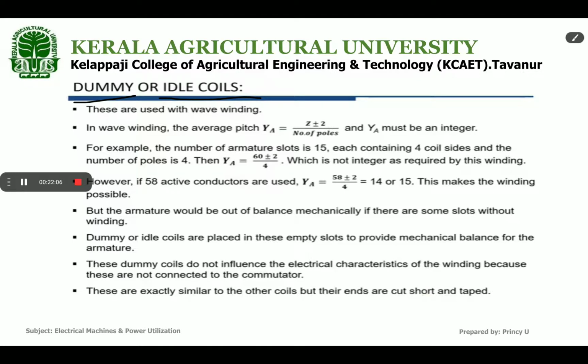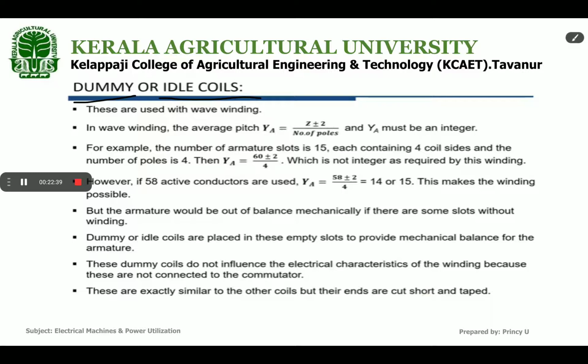For example, the number of armature slots, just take it as 50. Manufacturers construct the armature without designing it for lap winding or wave winding. They are not considering whether this armature is going to be used for lap wound or wave wound. But there are some standard numbers of slots. So when we purchase an armature, we get an armature with a particular number of slots.